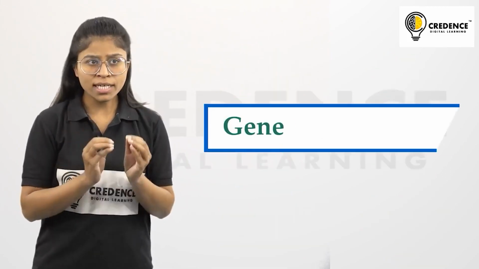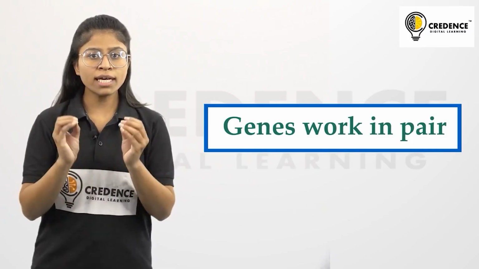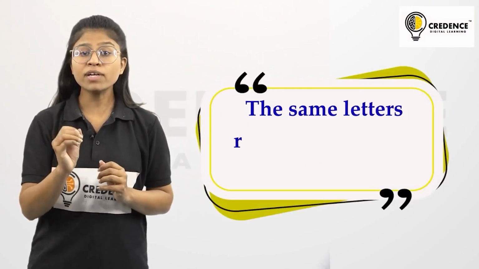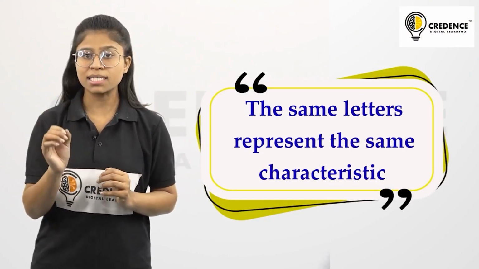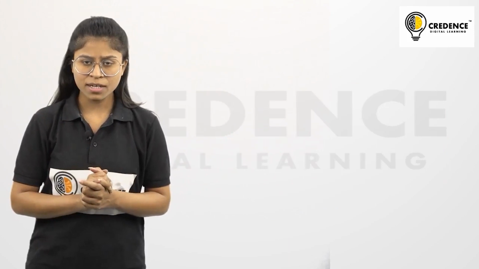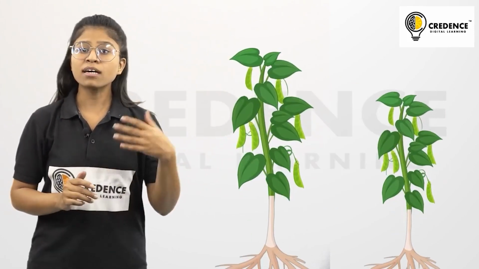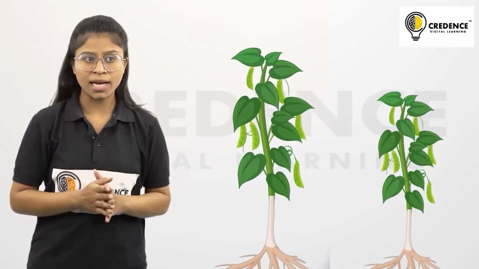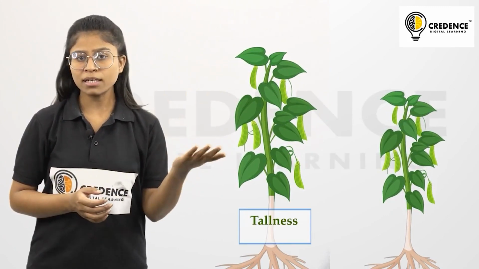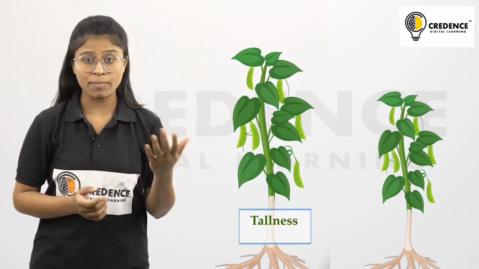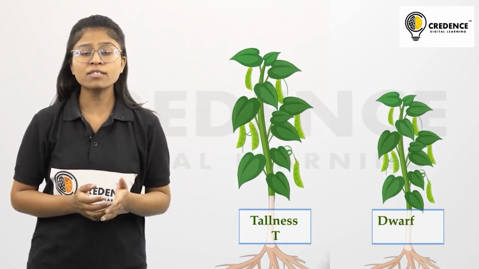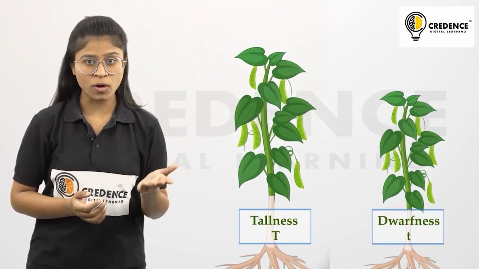Now, genes work in pairs. Okay, you need to understand that when genes work in pairs, we show these genes in the form of letters. We represent genes as letters. Then the same letter will represent the same characteristics or the same traits. For example, if we take a character such as the height of a plant, tallness will be represented by capital T and dwarfness will be represented by small t.